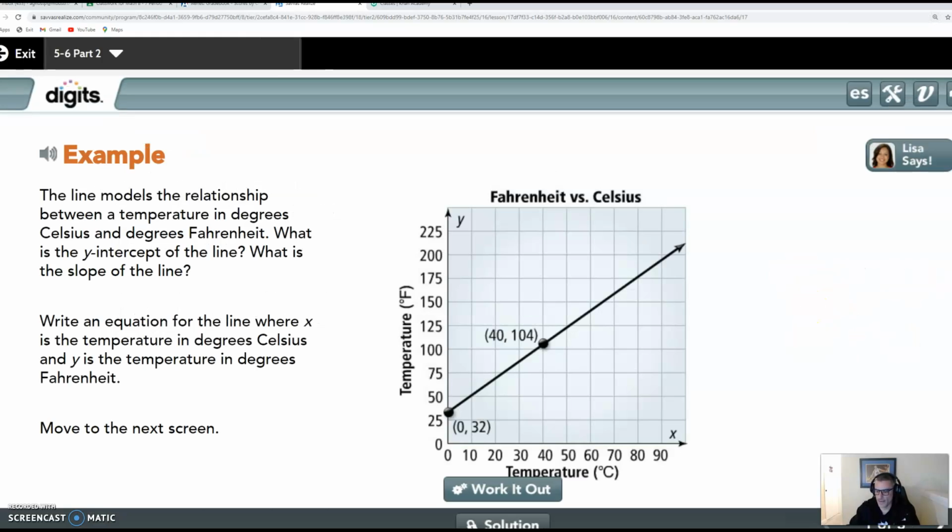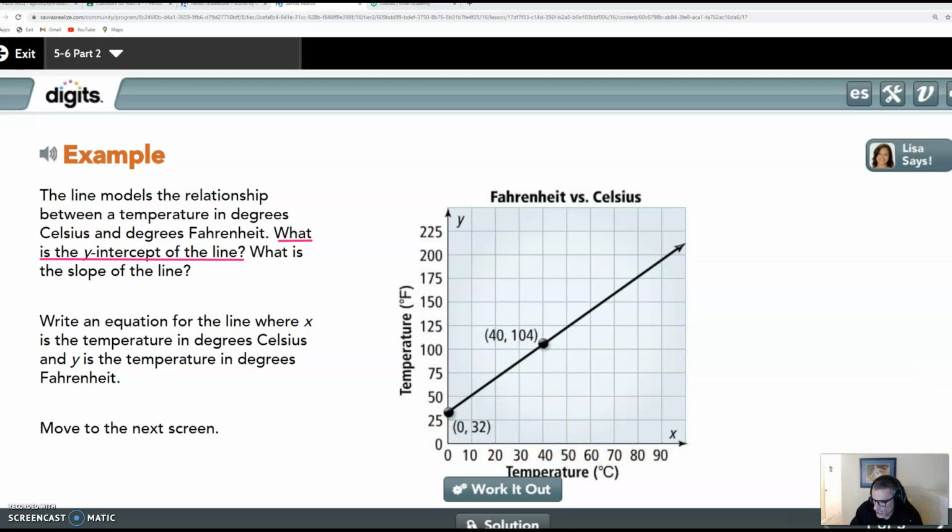Here we have a graph that says the line models the relationship between a temperature in degrees Celsius and degrees Fahrenheit. All right, and then they ask us a bunch of questions here. Let's just go through the questions one by one. The first question that they ask us is, what is the y-intercept of the line? All right, notice they've only given us the first quadrant here. That's fine. They've labeled my y-axis. It's right here. And here's my x-axis right here.